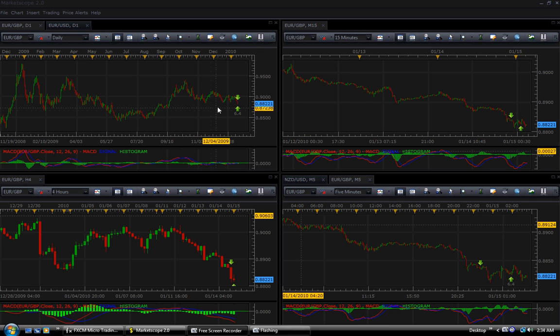I start with the daily chart to see what direction the trend is going in. If you look right here, it appears to be going in a downward motion. I get confirmation from the 4-hour chart that that's exactly what it's doing. So that's consistent with me. Then I move over to the 15-minute chart, and it tells me the same thing.